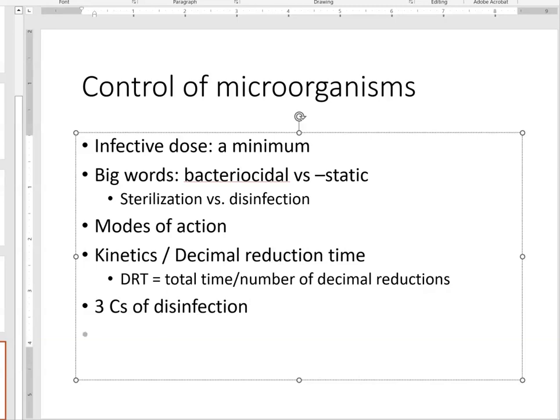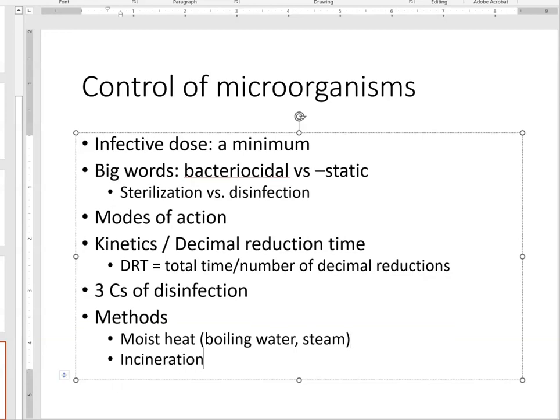Okay, and then methods. Methods we talked about involved moist heat, which is useful because it carries a lot more heat than dry heat does. And so that involves boiling water, which is a very common disinfection method, and steam, which is very common in professional settings, where you can control the temperature and pressure of steam in an autoclave. So make sure you know what both of those are. Incineration is dry heat, and it's at a high enough temperature that it works, and it just sets everything on fire, and nothing can survive being on fire.